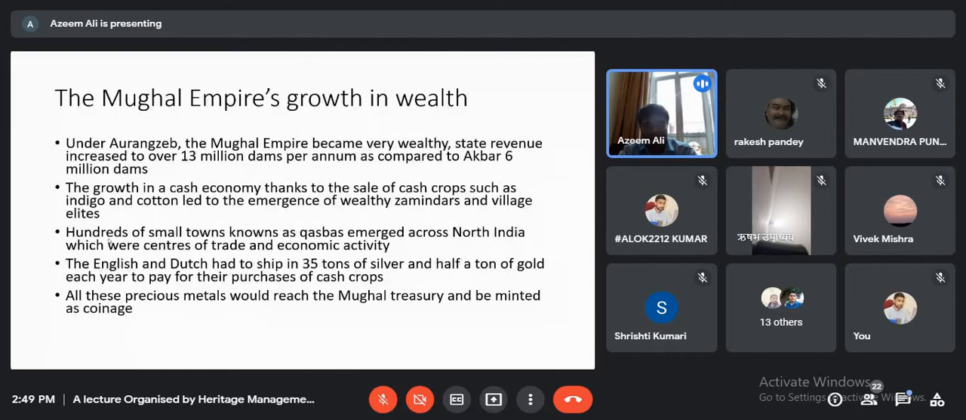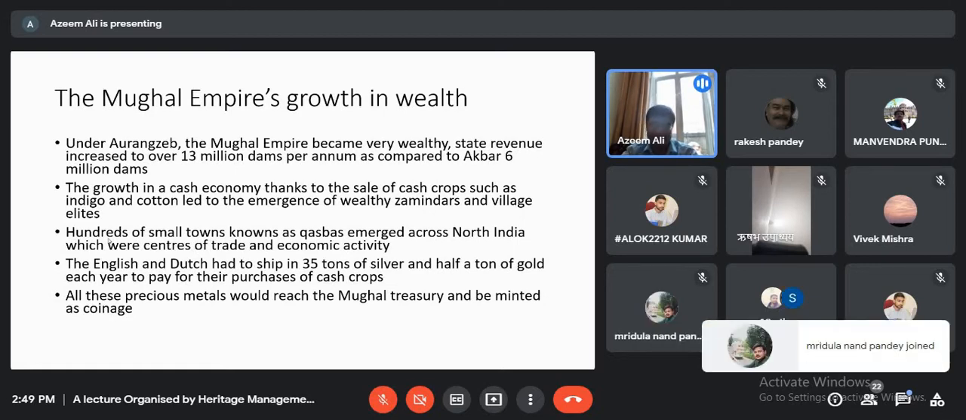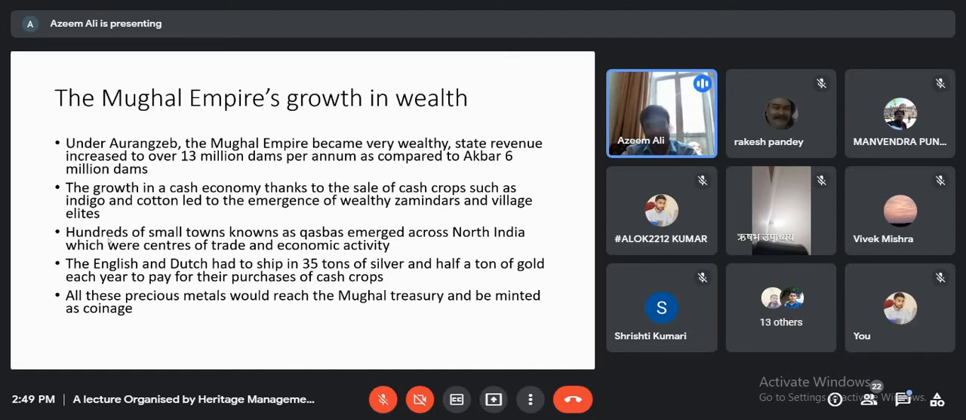And under Aurangzeb, the Mughal Empire grew to its wealthiest. It became extremely wealthy, as Professor Pundheer hinted at the end of my lecture before. And state revenue increased to over 13 million copper dirhams per annum, as compared to Akbar's 6 million copper dirhams, so almost double. And the growth in the cash economy, thanks to the sale of cash crops, such as indigo and cotton, led to the emergence of the wealthy zamindars and village elites. Hundreds of small towns known as qasbas emerged across North India, and these became centers of trade and economic activity.